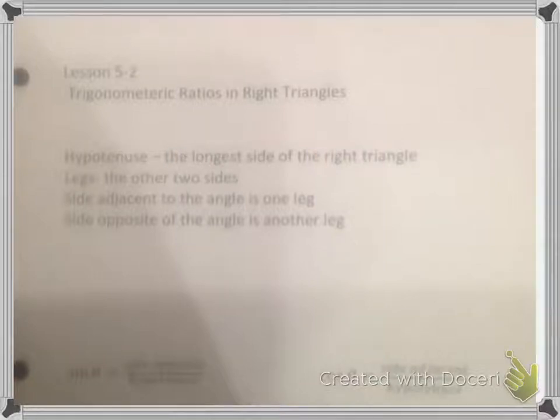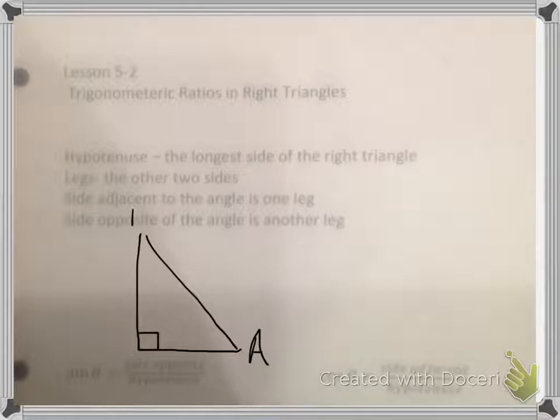Today's lesson is lesson 5.2, trigonometric ratios and right triangles. The triangle we're going to start out with, I'm going to draw right here. I want you to draw it on your note-taking guide. And I'm going to call this triangle A, B, C.